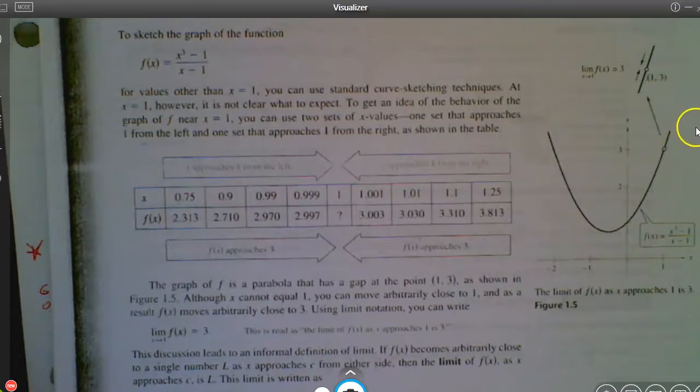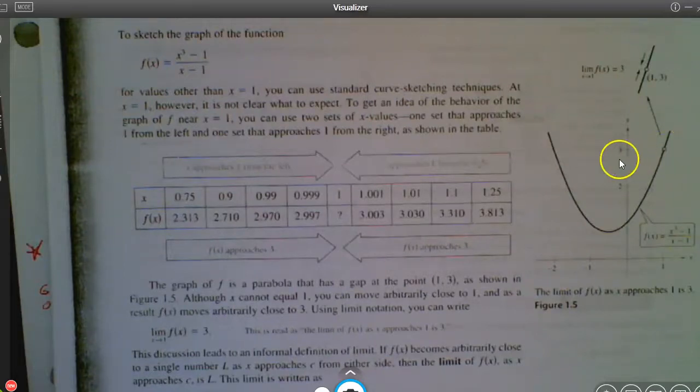You can also see if I were to approach 1 from the right, so as I move to the left now on my x-axis, my y values are also getting closer and closer to a value of 3. So you can see that the limit from both ends is approaching a y value of 3 right here.